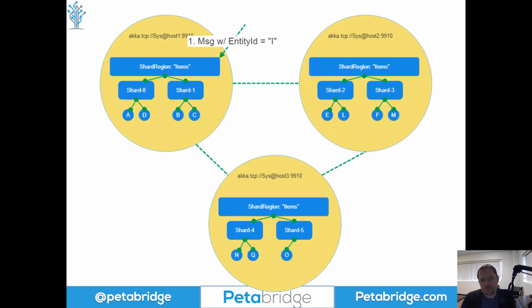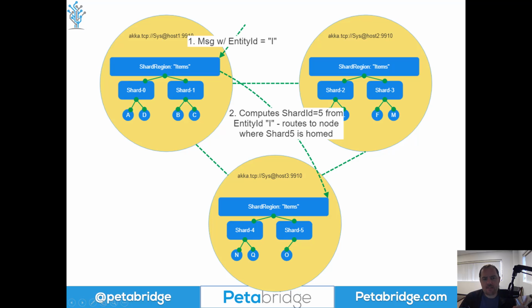So how does Akka.Cluster.Sharding actually work? Well, if we take a look at our 3-node cluster we had earlier, suppose I send a message to host number 1 where the entity ID on the message correlates to entity I, which doesn't exist at the moment. What's going to happen is that this shard region is going to determine that shard 5 is the owner of entity I. And we're going to route this message to the node where shard 5 is homed.